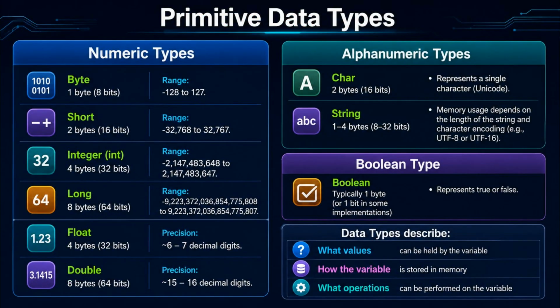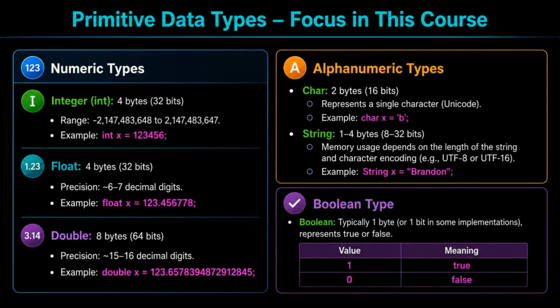Numeric types range from byte, just one byte holding -128 to 127, up through short, integer, and long, each doubling in size and range, plus float and double for decimals, offering roughly 6 to 7 and 15 to 16 digits of precision respectively. Alphanumeric types include char, a single Unicode character, and string, whose size depends on length and encoding. Boolean holds true or false in as little as a single bit. Every data type defines what values a variable can hold, how it's stored in memory, and what operations you can perform on it. Here are the primitive types you'll actually use most in this course, with real code.